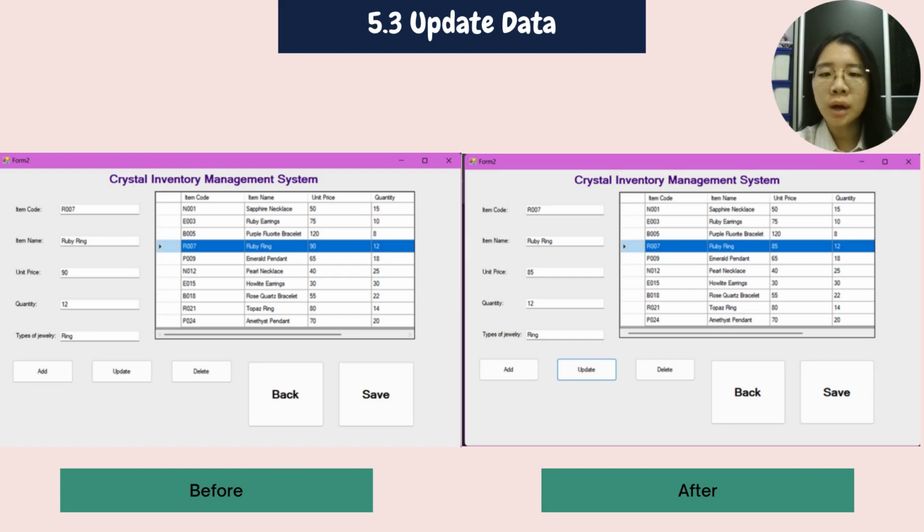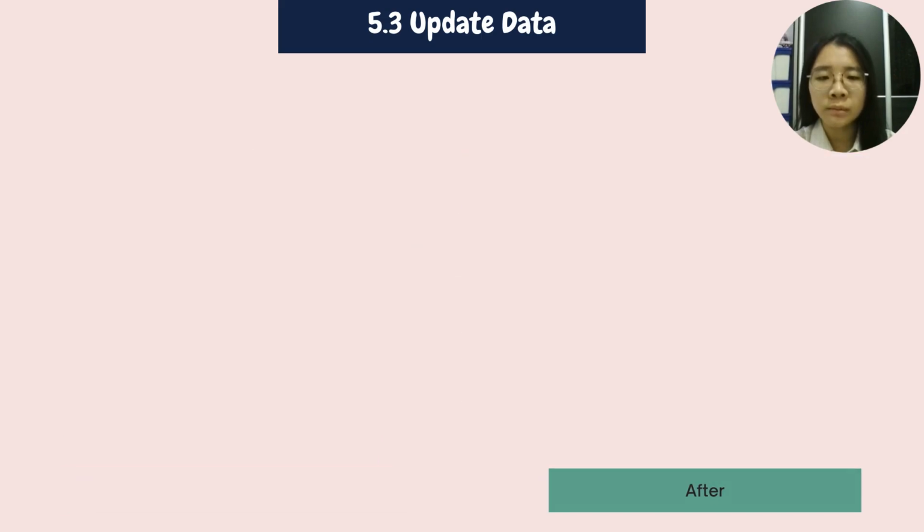If the user wants to update the data, they can just press on the row which they want to edit and correct the information in the left-hand side text box. After correcting it, just press the button update. The latest information will show in the data grid view. Below is the example of updating data. On the left-hand side is before update, where the price is 90 ringgit for the item, and the right-hand side is after update, where the price is updated to 85 ringgit for the item.